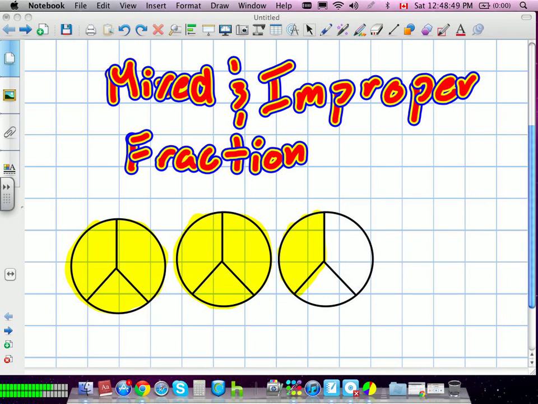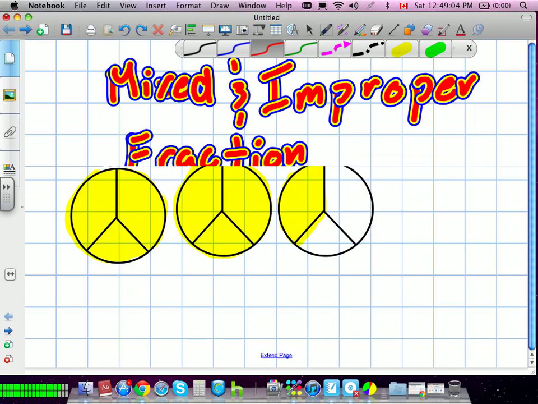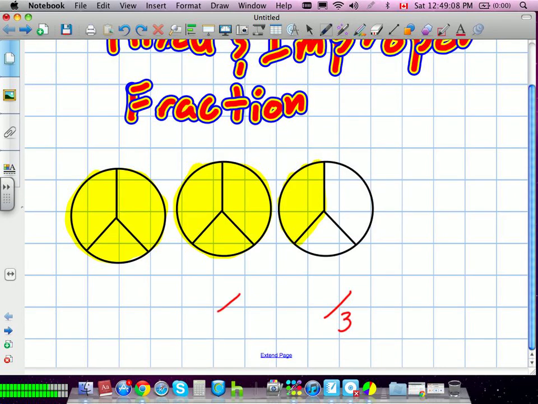Okay, so we're doing mixed and improper fractions. What we have here is 3 sets of circles, and they're divided into how many each circle? 3. So each of these is out of 3. That's the bottom of the fraction. Now, in the first fraction, how many are colored in? 3. In the second fraction? 3. In the third fraction? 1. These are very important. We're going to use this information to make first a mixed number and then an improper fraction.